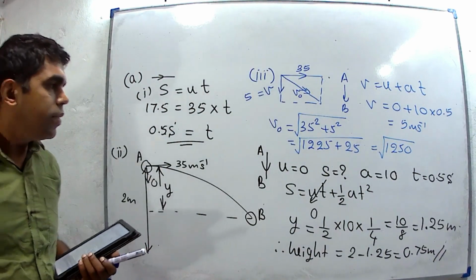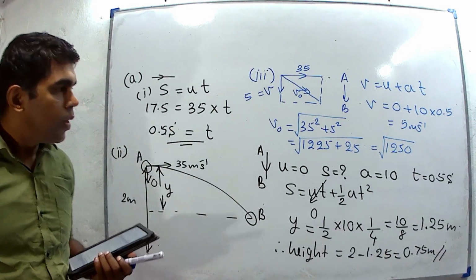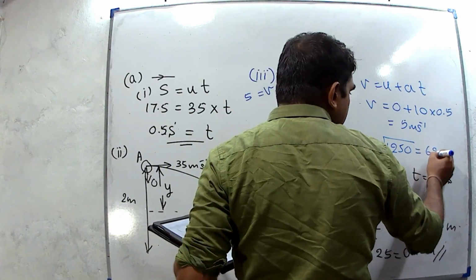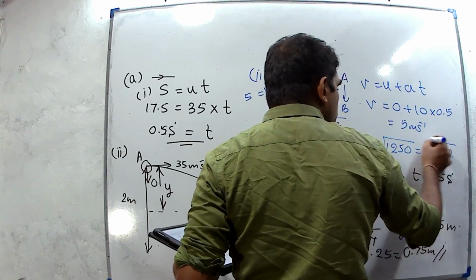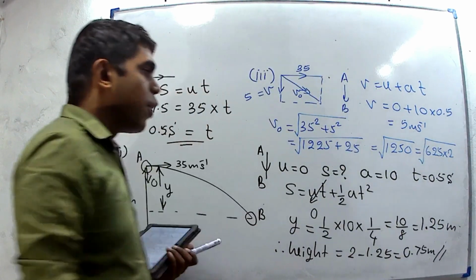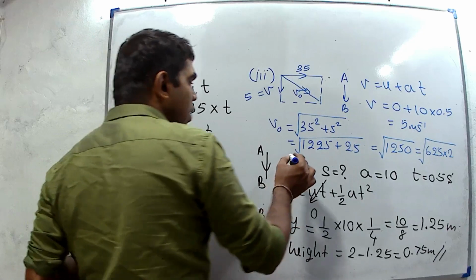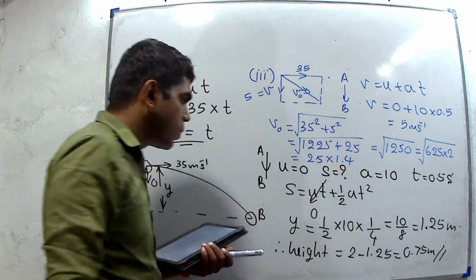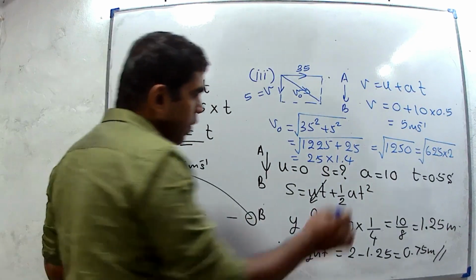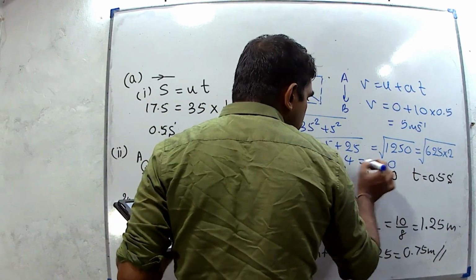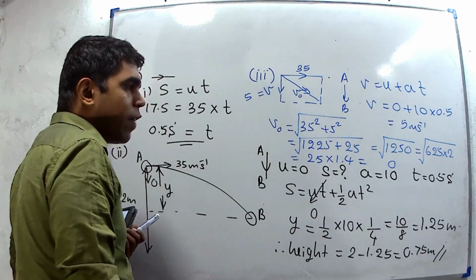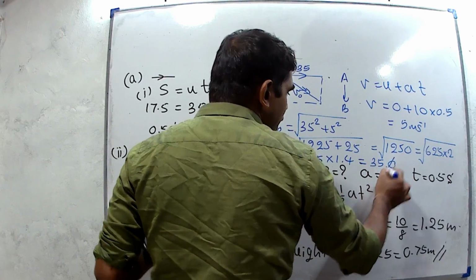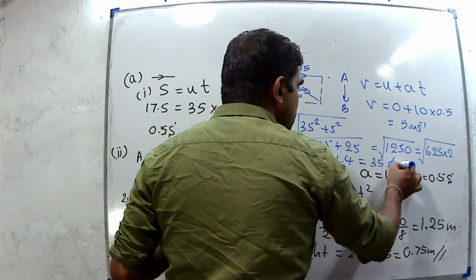Now they have given the root 2 value. Therefore we can write this as the root of 625 into 2. Now we know that the root of 625 is 25. Root 2 is given as 1.4. Now we have to multiply 25 into 1.4: 25 into 4 is 100, 0, 10 remaining, 25 into 1 is 25, 25 plus 10 is 35. So 35 meters per second.